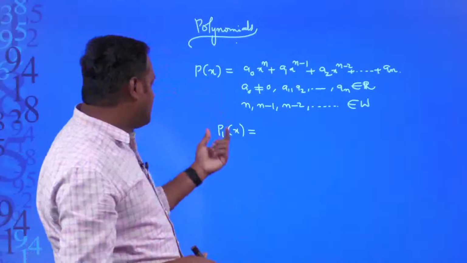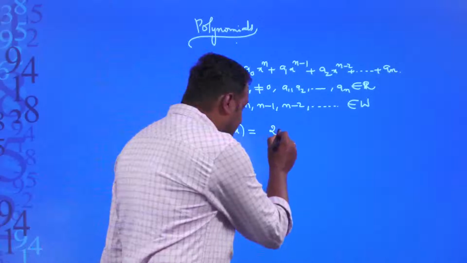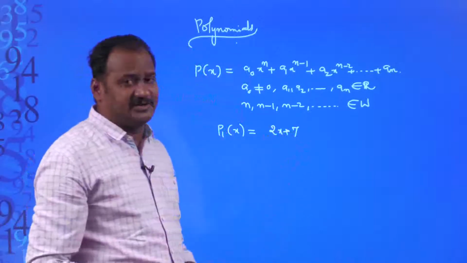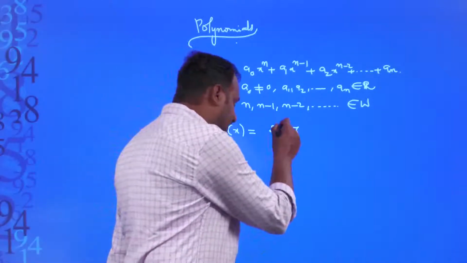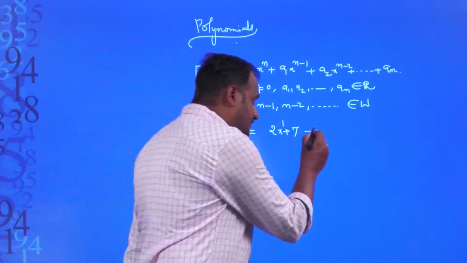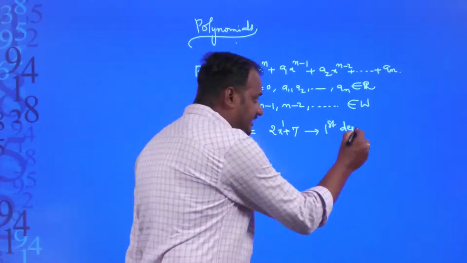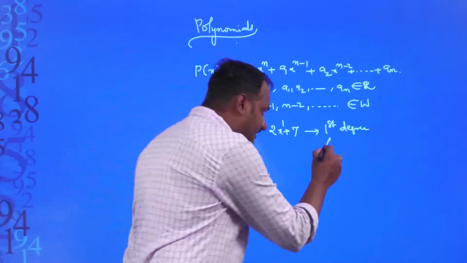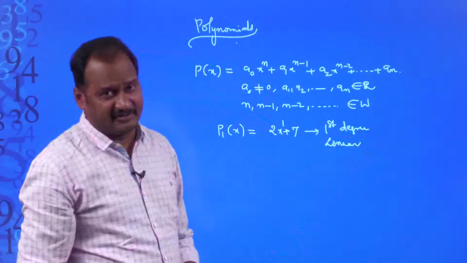Now, p1 of x, I am taking one polynomial. That polynomial is like 2x plus 7. So this is one polynomial. What is the degree of this polynomial? The highest power is said to be the degree. There is only the x term and its power is equal to 1. That is why the degree of the polynomial is 1. Then it is said to be a first degree polynomial. Is there any other name for this first degree polynomial? Yes, it is said to be a linear polynomial. First degree polynomial or linear polynomial.